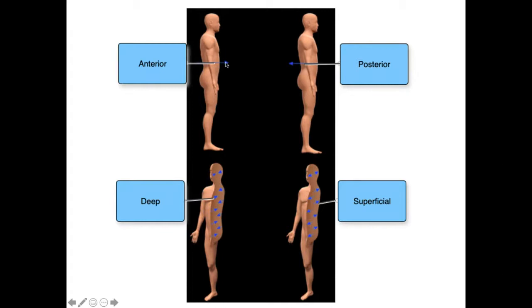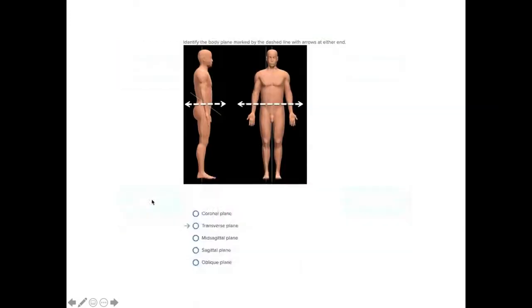Anterior is moving to the front of the person. Posterior is moving to the back of the person. Now we have the terms superficial and deep. Superficial is moving closer to the surface, so the arrows are pointing outwards towards the skin. Deep is when you're starting at the skin and you're moving internally. So anterior and posterior are opposites, superficial and deep are opposites.